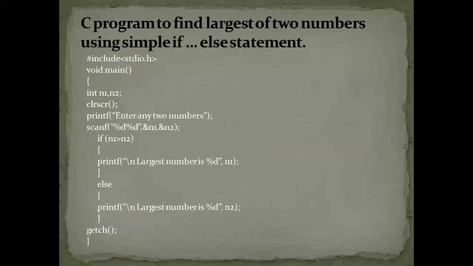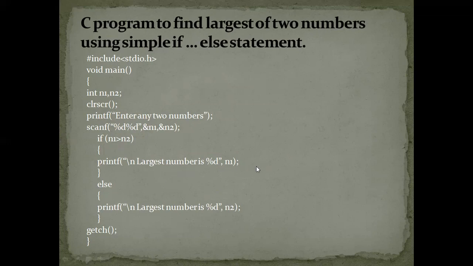Understood? Okay. So we can see one example on this if else, that is a C program to find the largest of two numbers using a simple if else statement. This is a header file. Program execution starts from main. I am taking two variables here, n1 and n2. I am going to ask to enter any two numbers using a printf statement. Those two numbers I'm going to read, ampersand n1 and n2. If the condition n1 greater than n2, imagine that n1 is greater than n2, which number am I going to print as the largest number? Of course n1, isn't it?